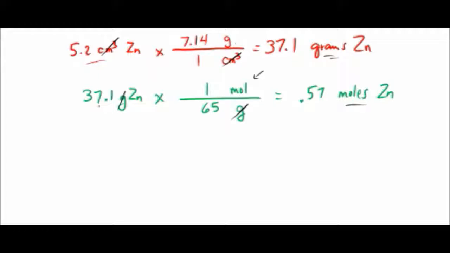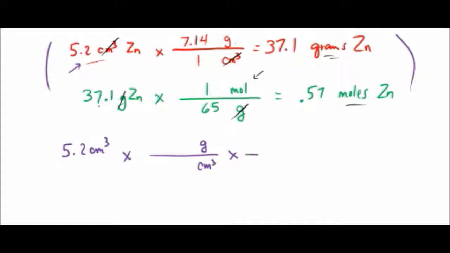These two steps are well done, but they can also be combined into one line if you desire. I call this the Texas two-step. It can save you some space on your paper. It can save you some time. Start with the given, 5.2 cubic centimeters of zinc. Multiply by a conversion factor. In this case, the first conversion factor will be density: grams on the top, cubic centimeters on the bottom.